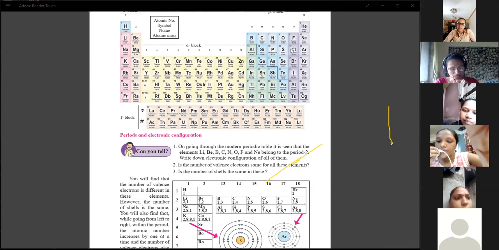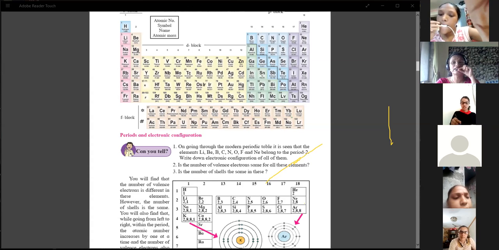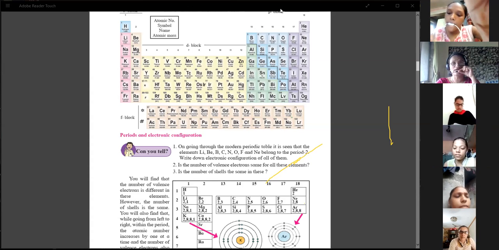The next one, D. In which block of the modern periodic table are the non-metals found? Which block, non-metals? P block. Look at the periodic table: P block, non-metallic. Non-metals.